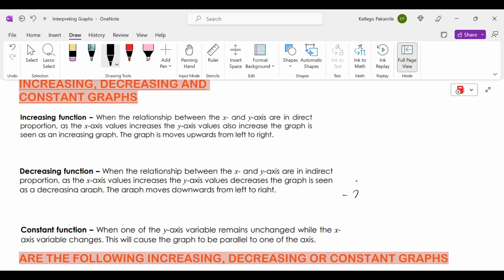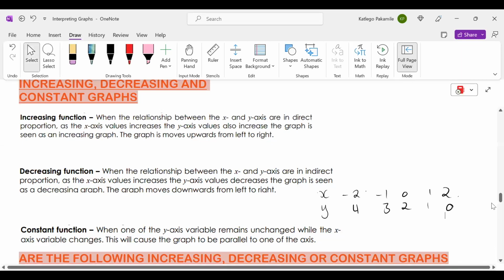-2, -1, 0, 1, 2. So when we draw our tables, this is what it usually looks like, right? If your x coordinates are that, and your y coordinates are decreasing, so if this is 4, 3, 2, 1, 0, then that would be a decreasing function. And the graph moves downwards from left to right. And then you have a constant function, which is exactly that. It is constant, it doesn't increase or decrease, and I will show you what it looks like. It means one of the coordinates will remain the same. So either your x coordinate remains the same or the y coordinate remains the same, and if that happens, then that would be a constant function.